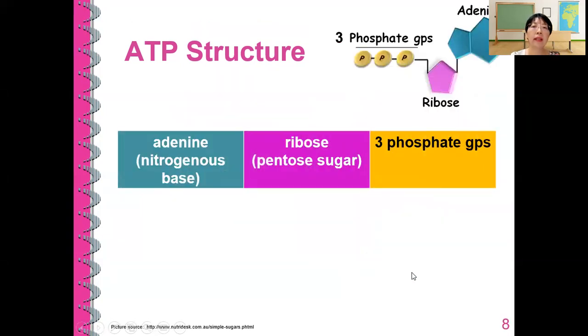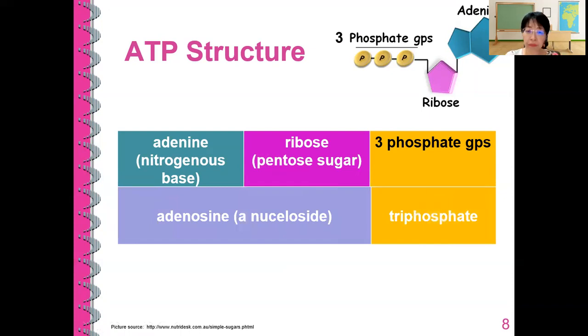Okay, so let us look at the subunits of ATP. It's made up of the sugar, which is ribose sugar. Ribose sugar is a pentose sugar. And then you've got 3 phosphates, and a nitrogenous base. The nitrogenous base is adenine. So these are the 3 subunits. Then the sugar and the base together is called adenosine. Okay, so adenosine is considered as the nucleoside.